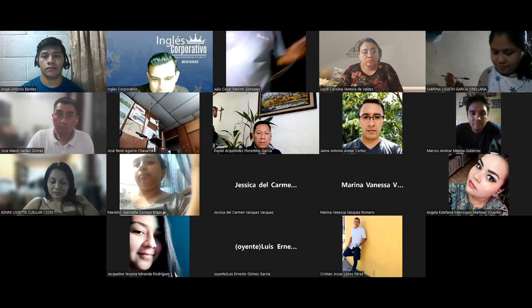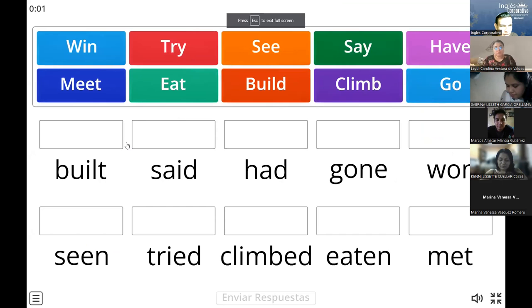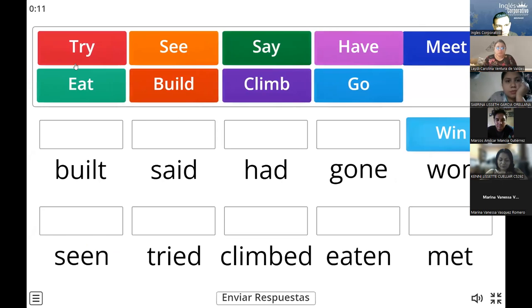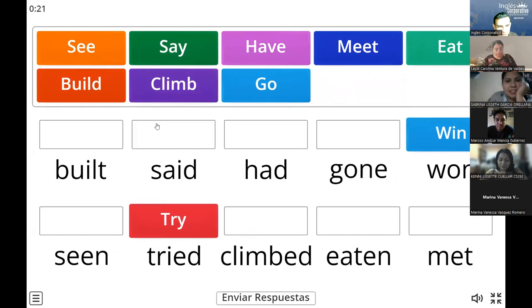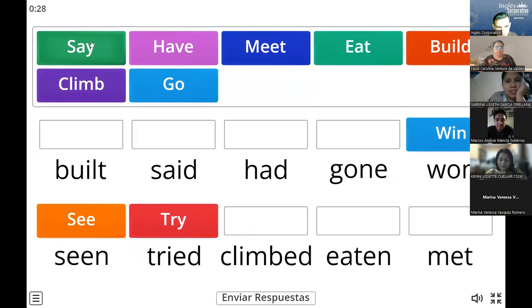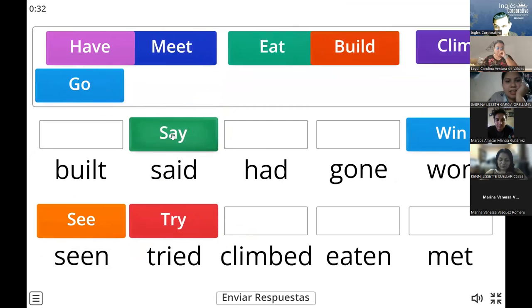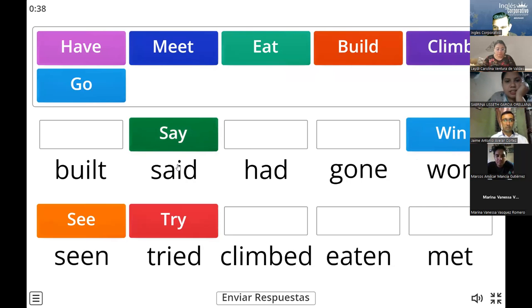Okay, well, let's continue practicing the past participle of the verbs. I brought another one. Let me know if you can see. For example, let's start. What is the past participle of win? Won. Try. Tried. Perfect. Say. The past participle is said. Say is present. Past participle, said.